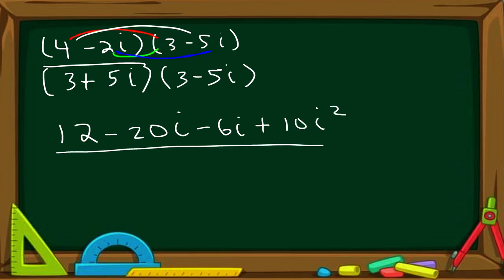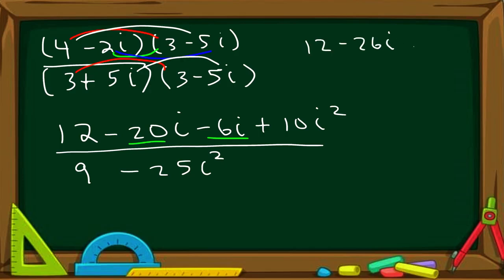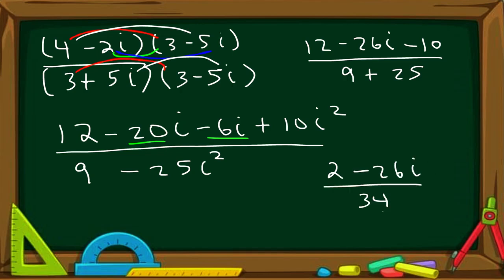On the bottom, the two middle terms will cancel. So what's going to be left over is 3 times 3, which is 9, and also 5i times negative 5i, which is negative 25i squared. So in the numerator, let's combine the like terms. So it's 12 minus 26i, and 10i squared is negative 10. Negative 25i squared, that's going to be positive 25. 12 minus 10 is 2. 9 plus 25 is 34. So we can separate into two fractions, 2 over 34 and negative 26 over 34 times i.